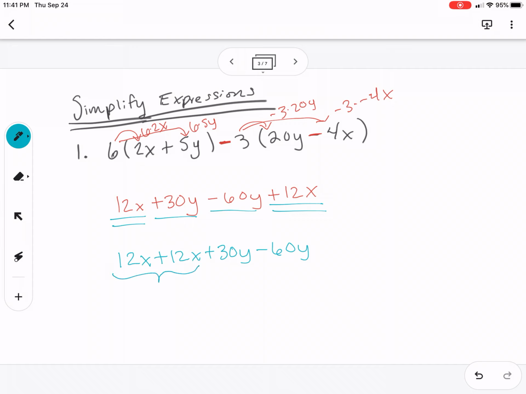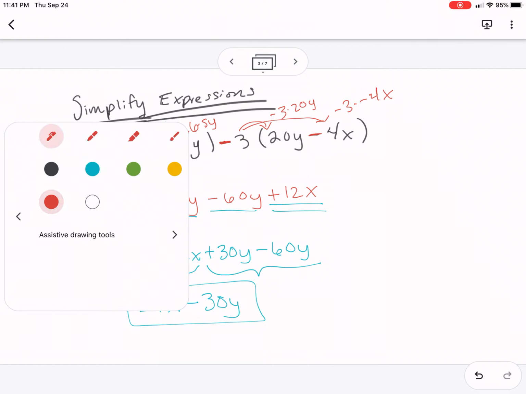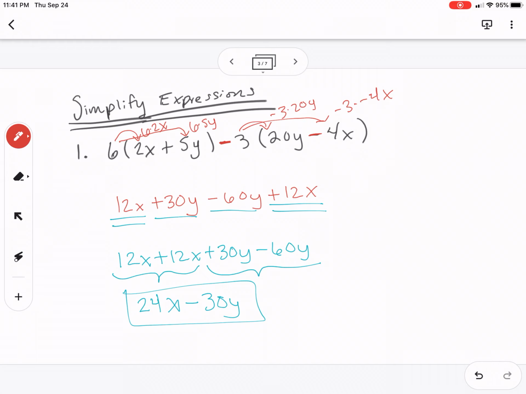Now if you do 12x plus 12x, that's 24x. And 30y minus 60y would be -30y. And remember, there's different ways you can write your answer. So another way you could write it is you could actually switch your terms. And you could put the -30y first and the positive 24x second. That would still be correct.